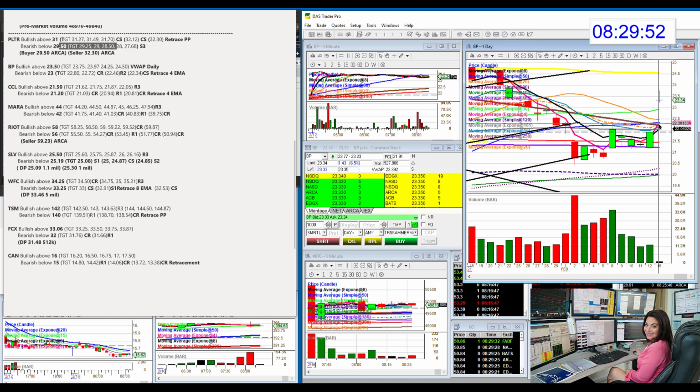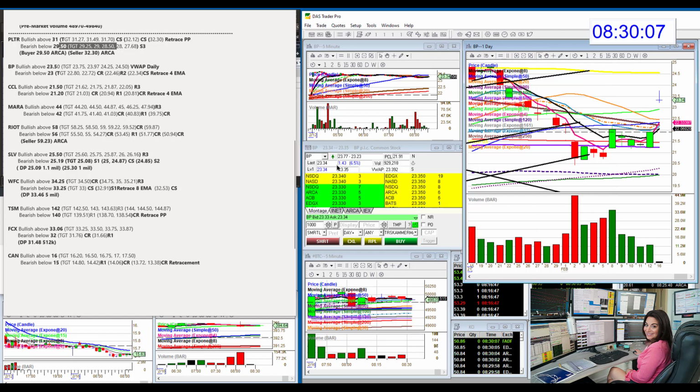Bullish above 23.50 for a day trade. If you're not in, yep, we still have great trade setups. Or we could have a retracement trade on this. 23 down to 22.50 or bullish above. We could go all the way to the VWAP, volume weighted average price.